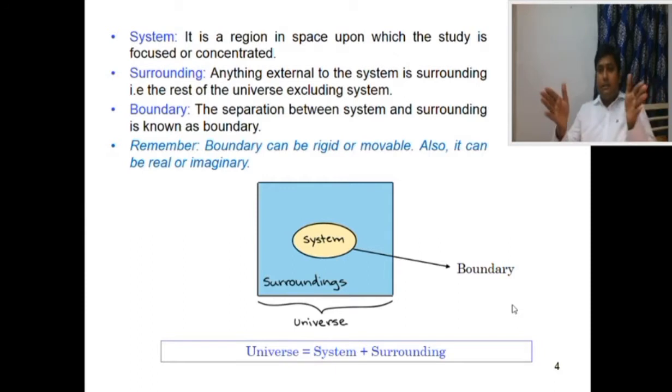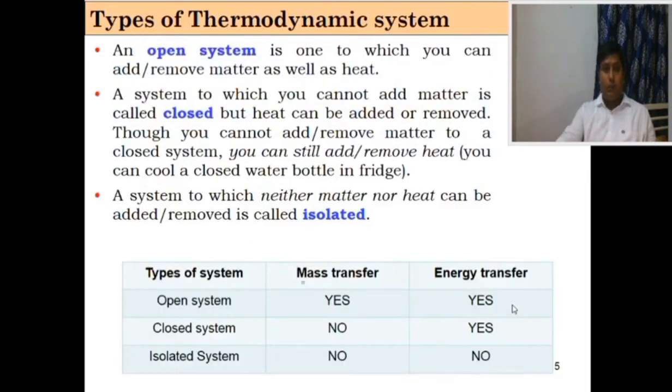If you try to understand the movable boundary, further we will see some processes where gas is expanding or compressing. There the boundary is not fixed, the boundary can move, but the system and surrounding are separated through this boundary. Together, the system plus surrounding constitutes the universe.